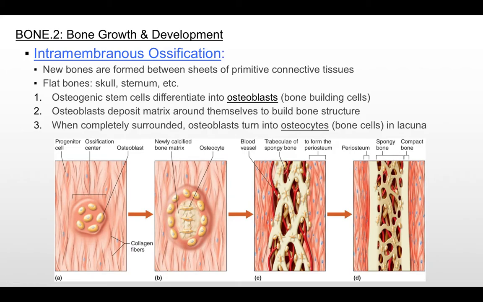As that continues to happen throughout the flat bone, we'll see these branching trabeculae, we'll see the spaces in between the spongy bone, and then eventually towards the outside, we'll build layers of compact bone, which will finish out our flat bone shape. So that is the first process, sitting in between two sheets and building flat bone.